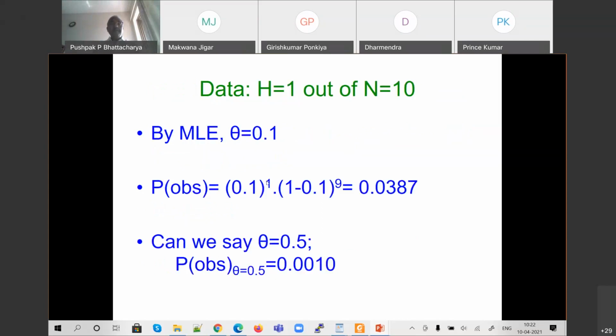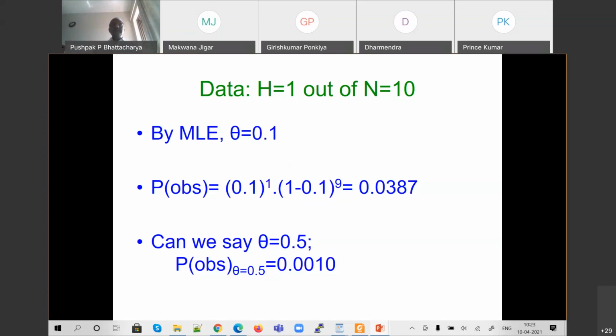Suppose the data is that h is equal to 1 out of n equal to 10. That means only one head has appeared and there are 9 tails. So this is the observation in front of me. By maximum likelihood estimate, which is the underlying principle, the data must return theta equal to 0.1. Okay, so our discussion could have stopped here. We would have said that theta observed is 0.1, theta critical is 0.5, compare them and reject the hypothesis. Since theta is not equal to 0.5, isn't it automatically rejected? What more is needed?